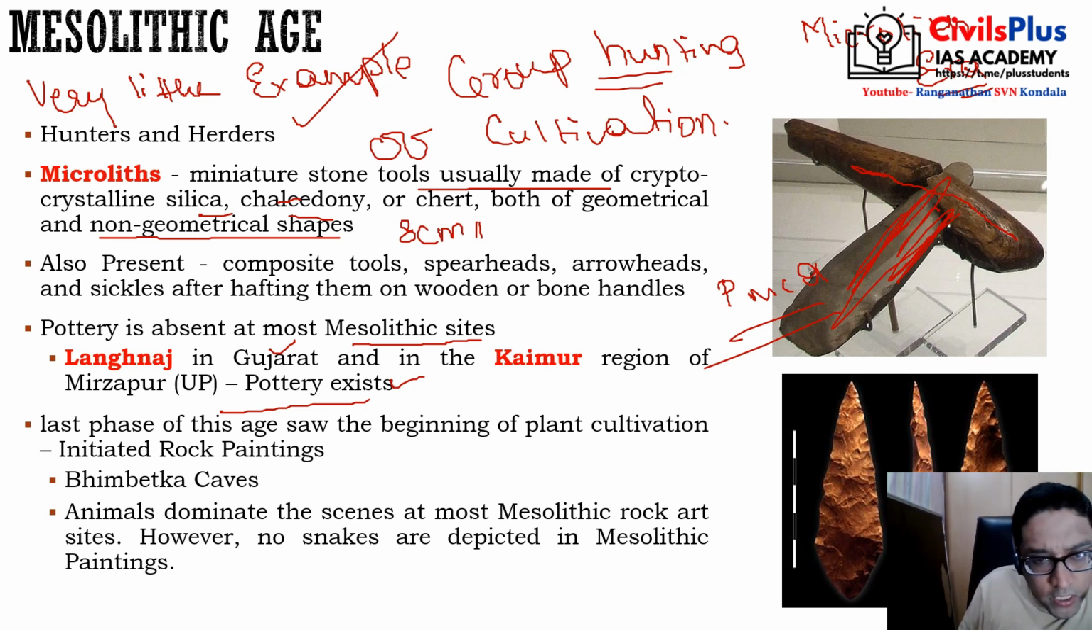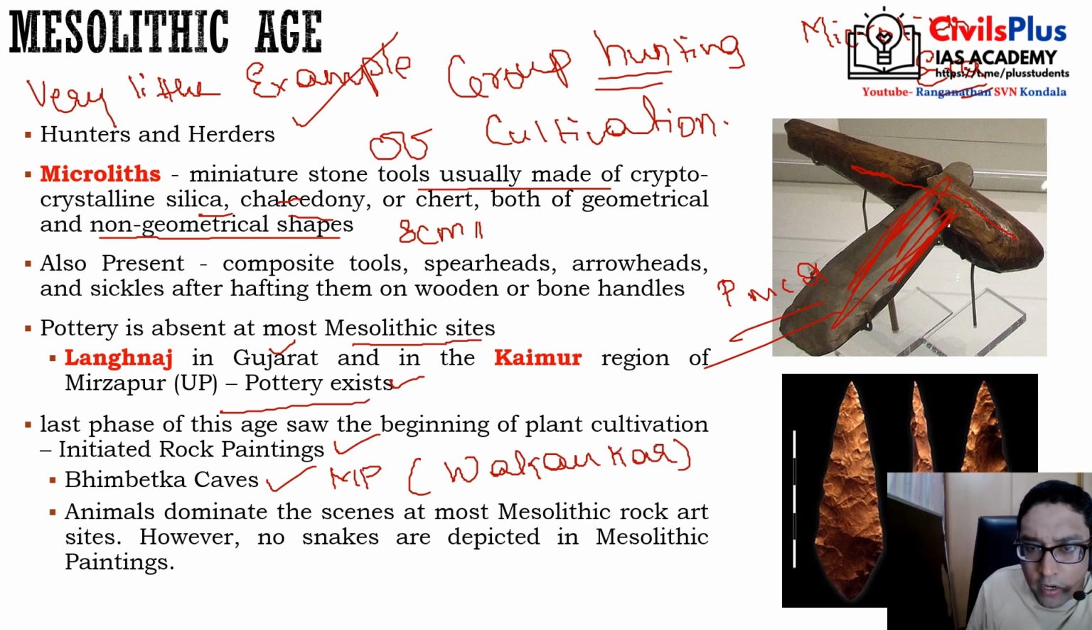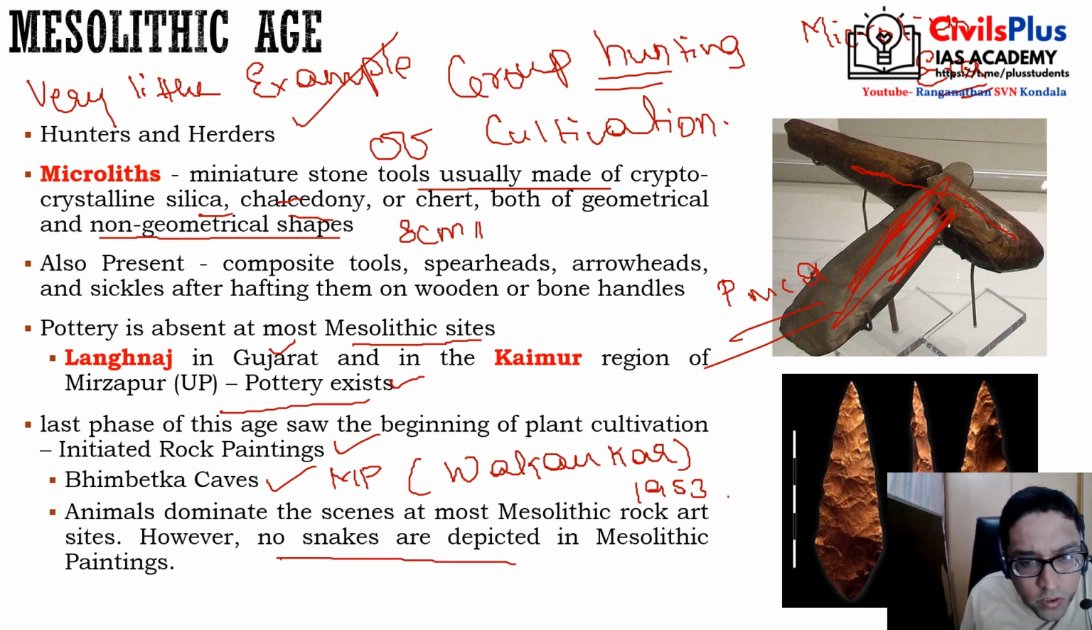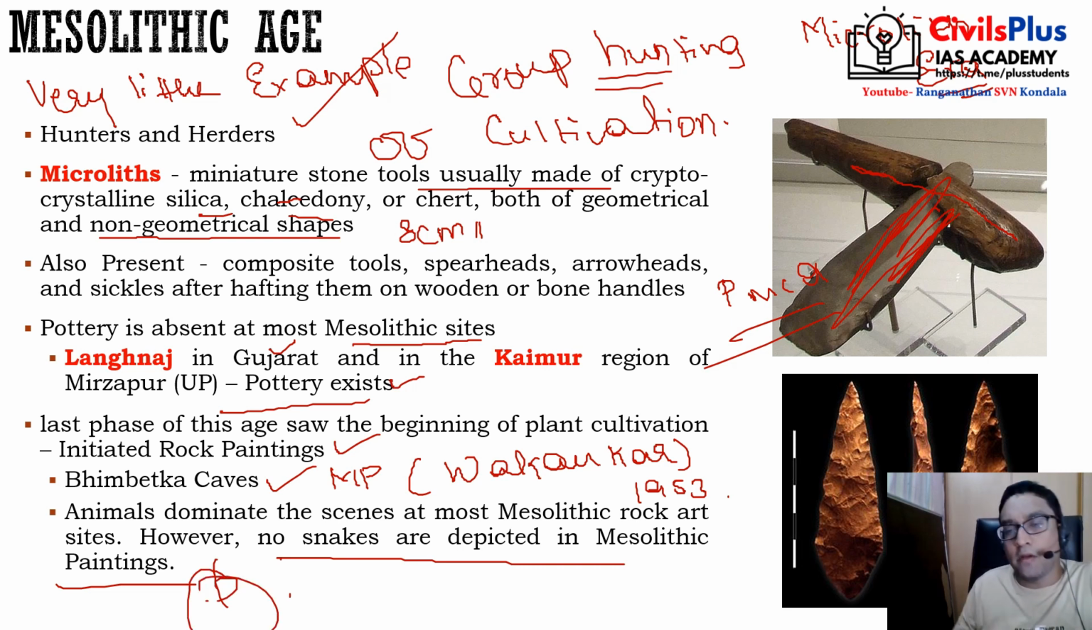Rock paintings also started here. Bhimbetka caves, Madhya Pradesh, excavated by Wakankar in 1953. Animals dominate the scene in Mesolithic art. However, no snakes are depicted in Mesolithic paintings. This becomes a prelims question. This is the kind of stuff which UPSC tends to ask in prelims.